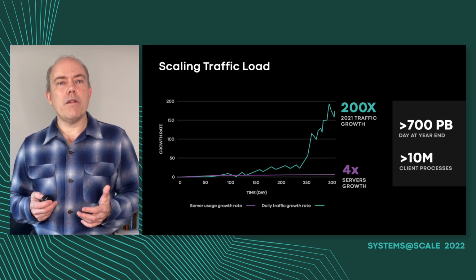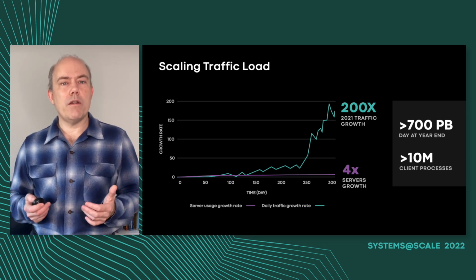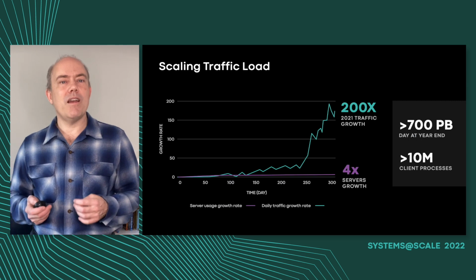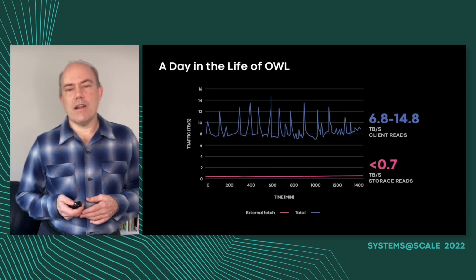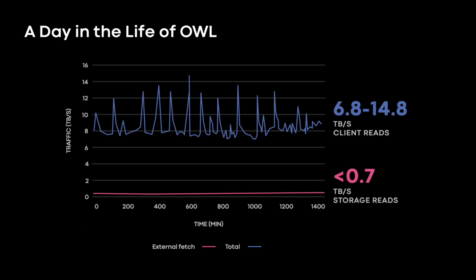Now, at the end of the year, we're handling a lot of data, over 700 petabytes of data every day, and over 10 million client processes every day. So what does a typical day look like then at the end of the year? Well, the blue line shows you the instantaneous data that's being requested by each of our client processes. The red line shows you the amount of data that we're fetching from external data sources.